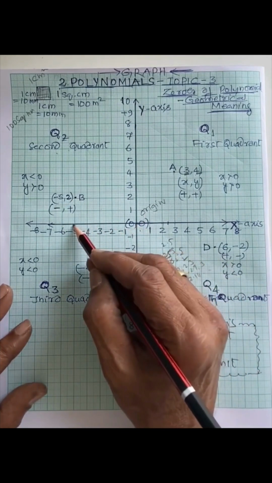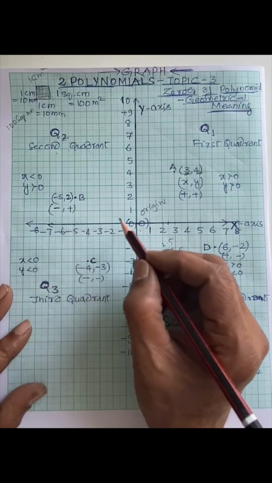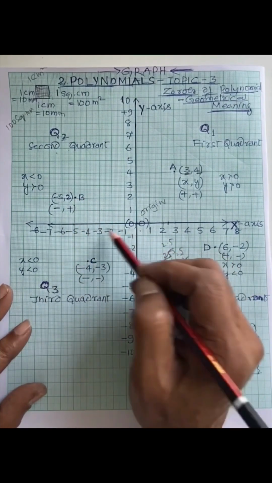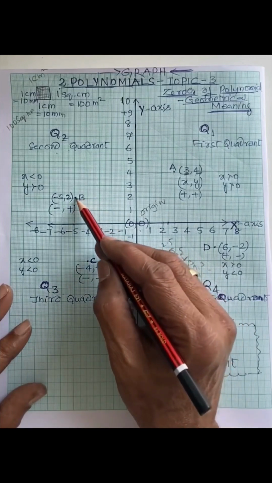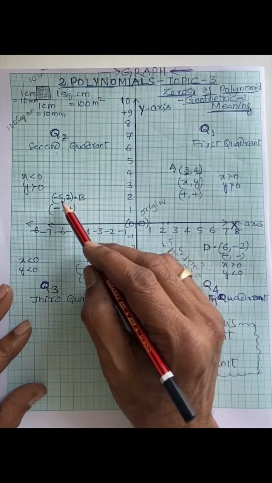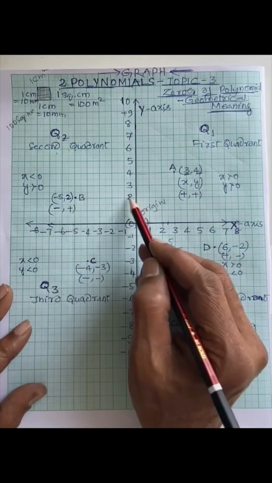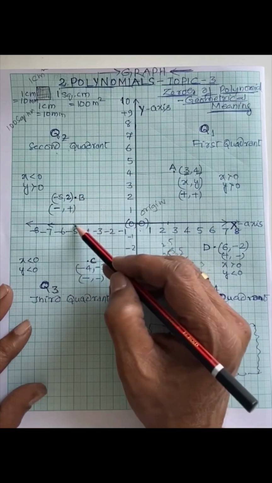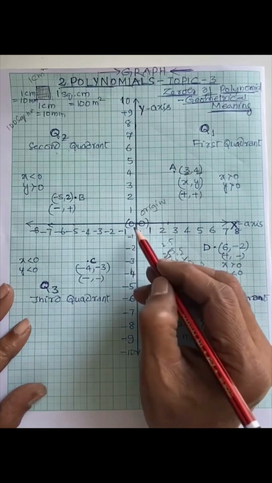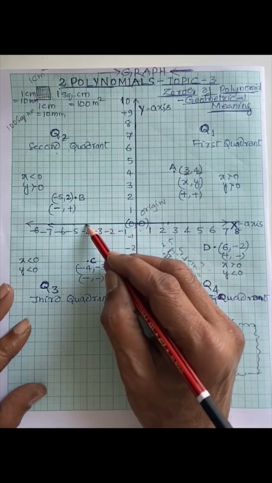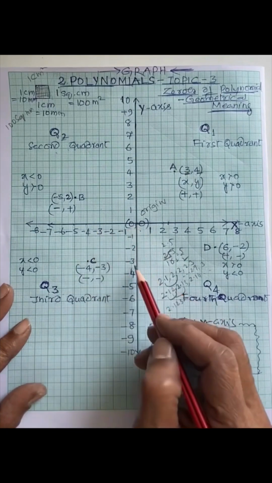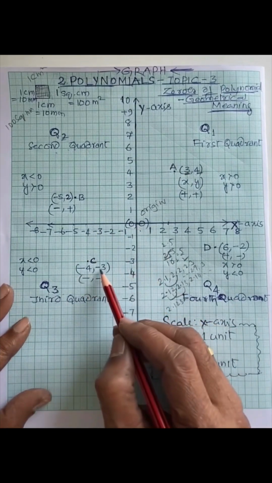This distance is minus 5. This distance is 2. See, B is minus 5, 2. The point B is at a distance of 5 units from y-axis and 2 units from x-axis. Now minus 4, minus 3. Distance will be 4 and 3 units. Say minus 4, minus 3.